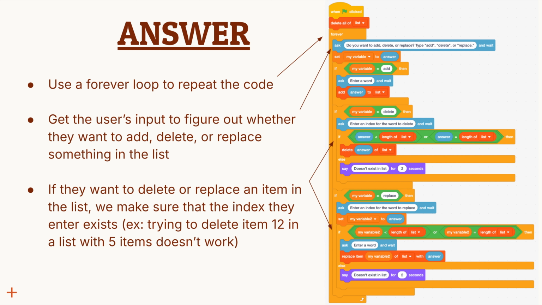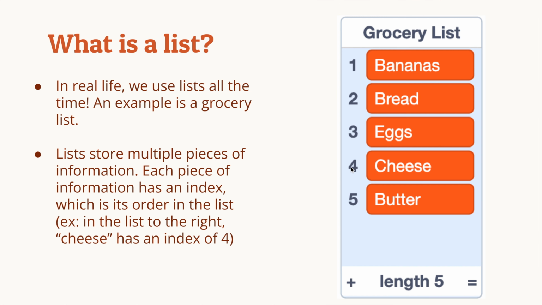So to check this, we can say if the index is less than the length of the list, or if the index is equal to the length of the list, then we can either delete it from the list or we can replace that index. The reason why this works is if the index is less than the length of the list, that means it's either 1, 2, 3, or 4. And if it's equal to the length of the list, that must mean it's 5. So that means that the index is in the list.